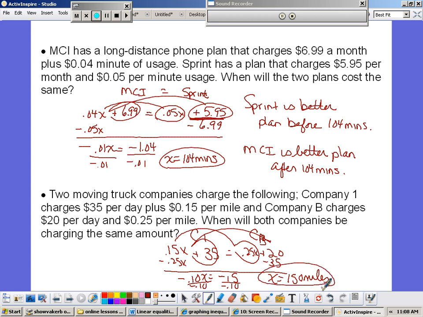But remember what I told you in the last question. You can tell which one's better before or after. Whichever one costs you least money up front, which is Company B, they're better before. So Company B, better before 150 miles. Company 1, better after 150 miles.